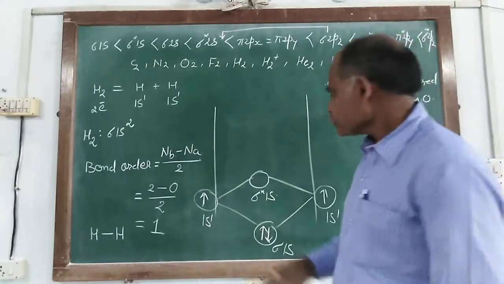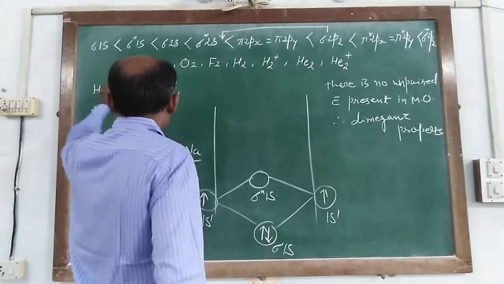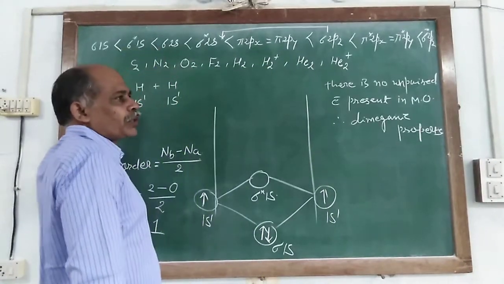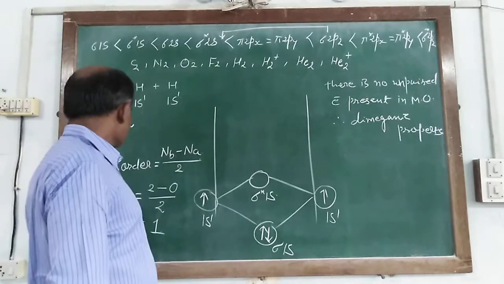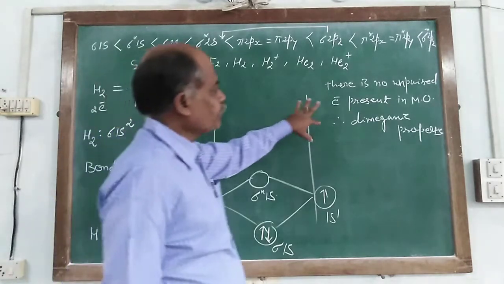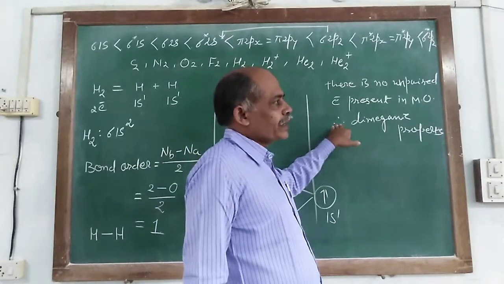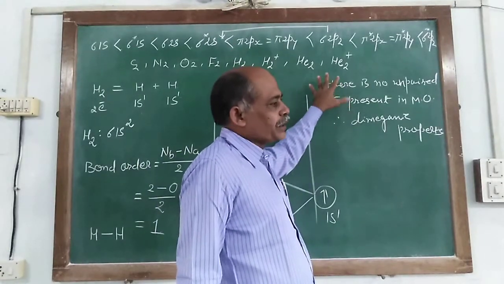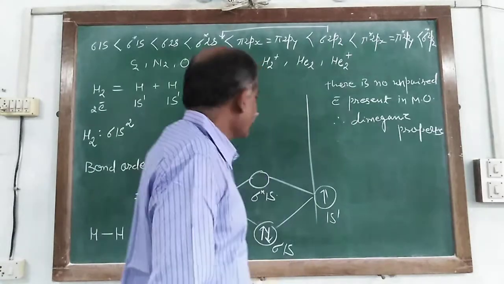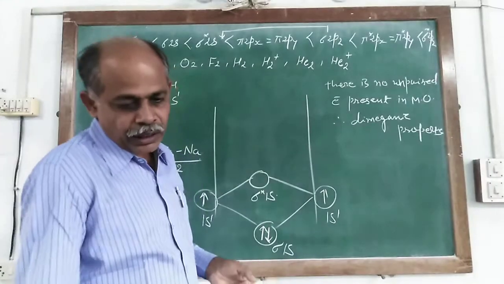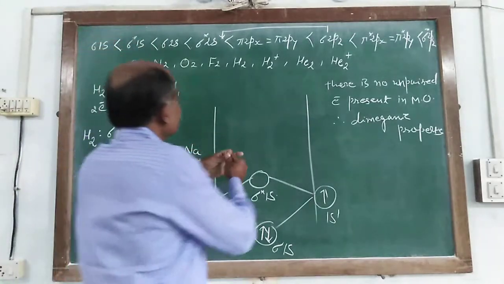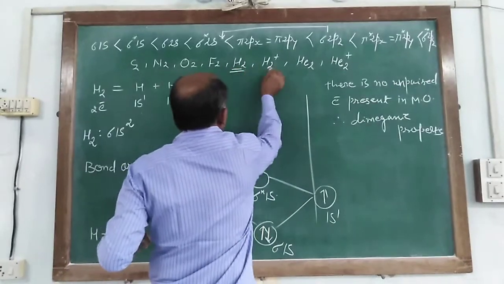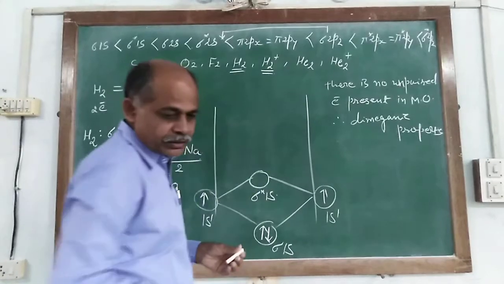Similarly, the explanation for the molecular orbital diagram, calculation of bond order, and magnetic properties is completed for the hydrogen molecule. Now we take another species, the ion H2 plus.